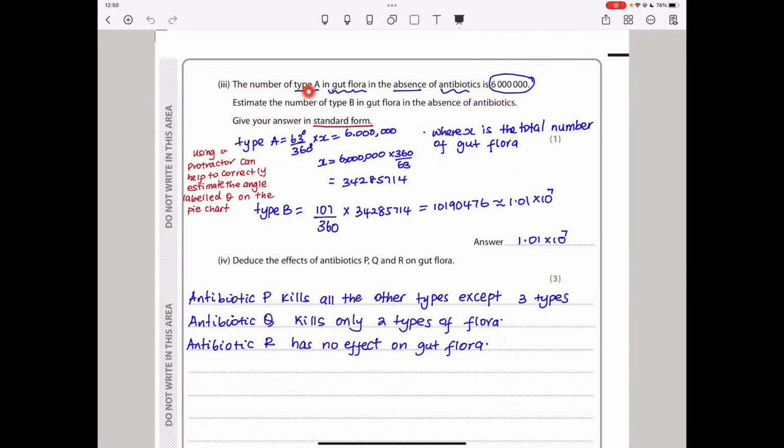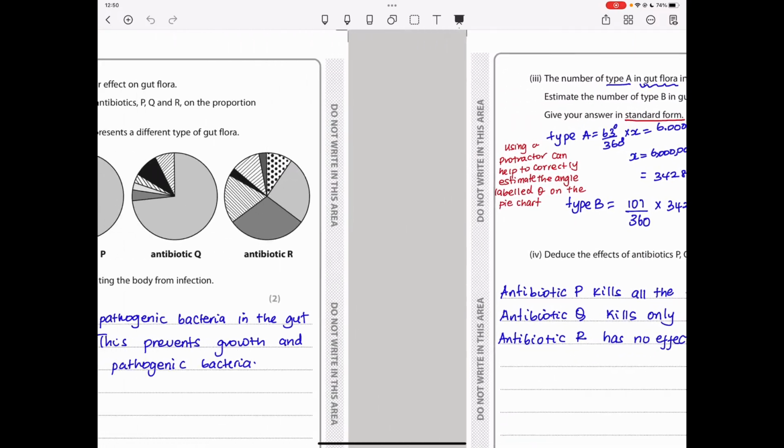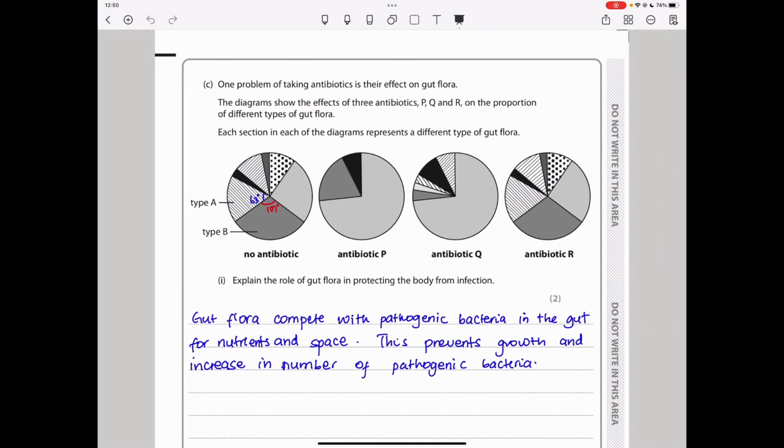The number of type A in gut flora in the absence of antibiotics is 6 million. Estimate the number of type B in gut flora in the absence of antibiotics. And they say give your answer in standard form. For both, it's in absence of antibiotics. So I will go back to my pie chart so that we can try to see which percentages. So here, this is with no antibiotics, and they are looking at type A and type B.